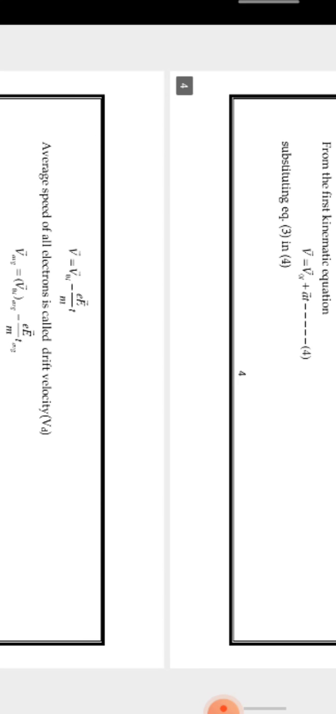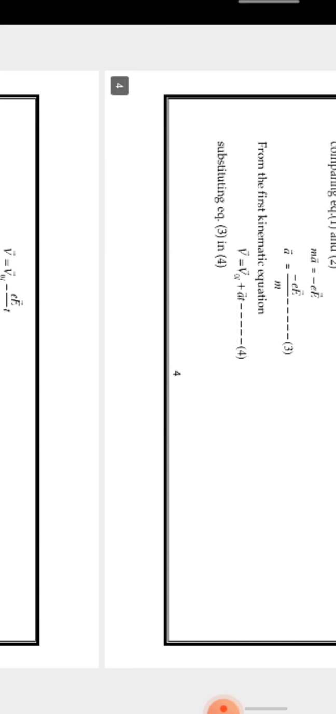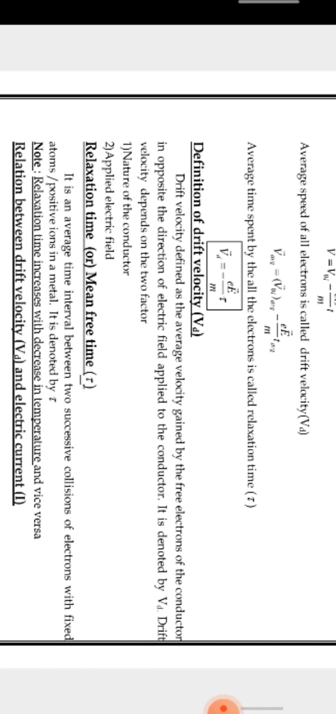From the first kinematic equation, v = u + at, but I am not taking u, I am taking v naught. V naught means initial velocity. So here we can write v = v naught minus, instead of a we write the acceleration, minus eE by m times t. So we get the equation here.